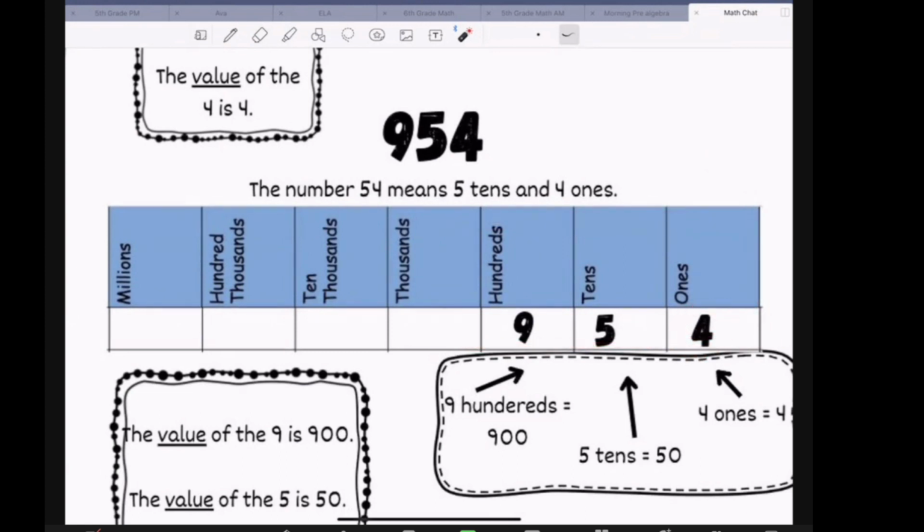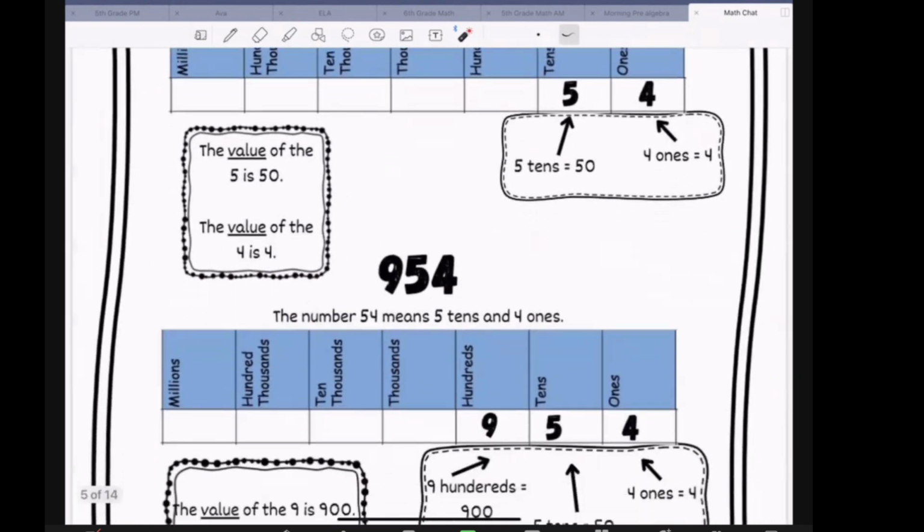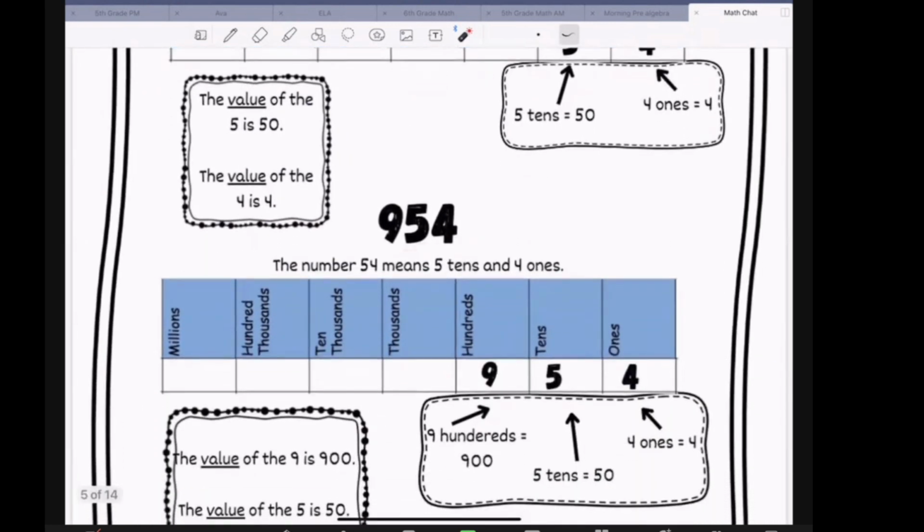4 ones means 4, just the number 4, right? It's in the ones place, just like it is up here. 5 is in the tens place. That second place there. And it's worth 10 or 5 tens. And 5 tens, 10, 20, 30, 40, 50 equals 50.